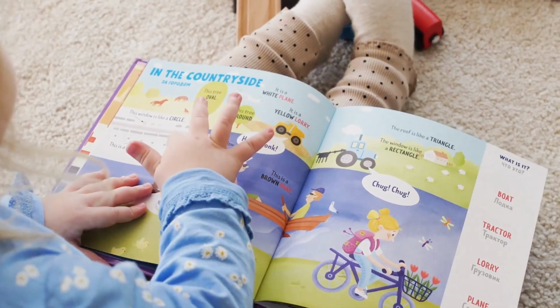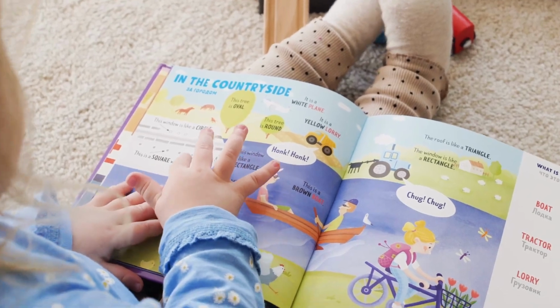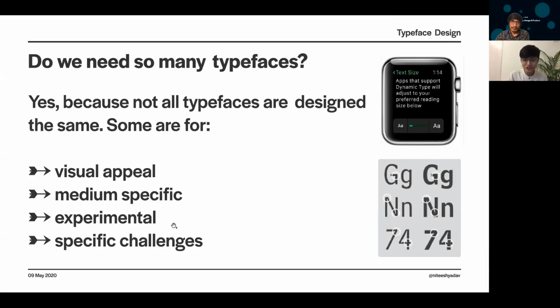So in that case, there are different kinds of considerations. Even G's: the kind of G which we tend to see is a double-story G, versus what kids are used to seeing, which is totally different. So those are the kinds of things where visual appeal comes into play, depending on what scenario you are designing for.